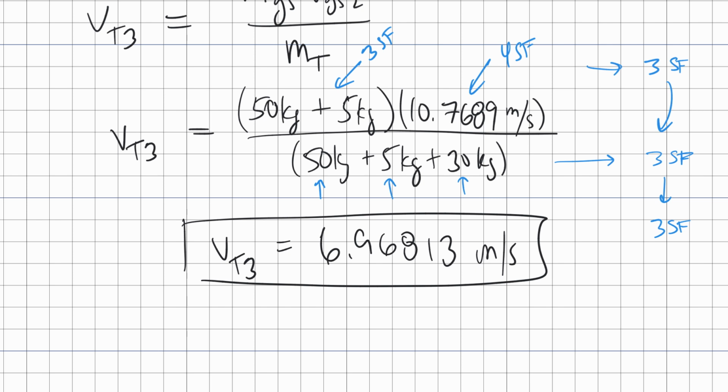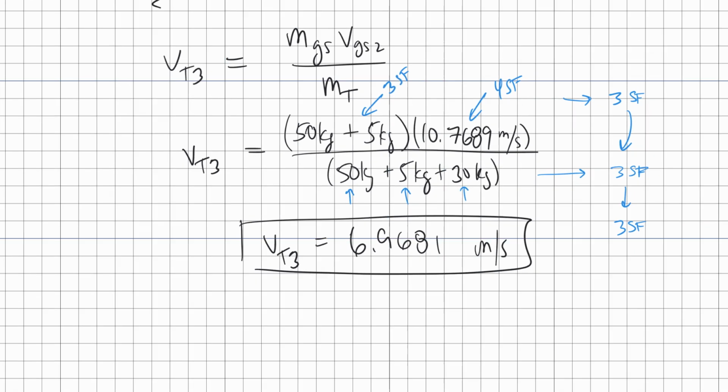Which means at this point, I can take this particular number, and I like to keep 2 extra. So I want to keep 5, so I don't have any rounding errors. 6.9681 meters per second, and that will be enough. So the total velocity at point 3 is that number. Obviously we have a little more precision than we need, but that's enough to make sure we don't have any rounding errors. So there you go, velocity of the total at 3.